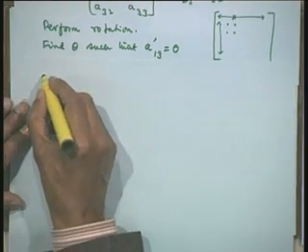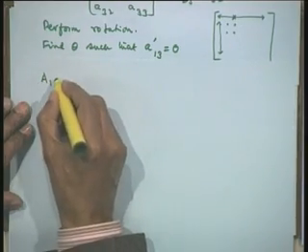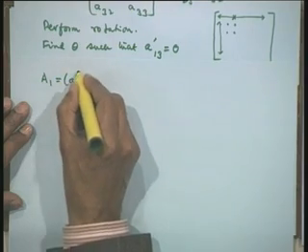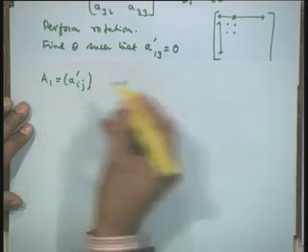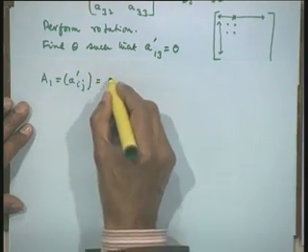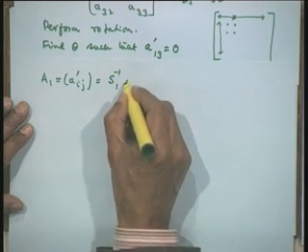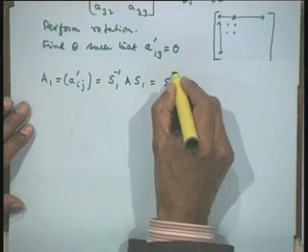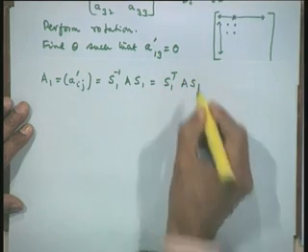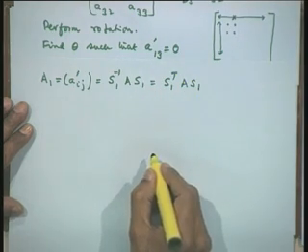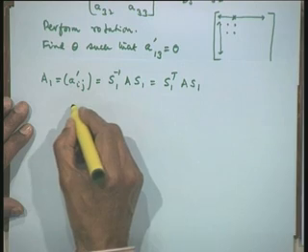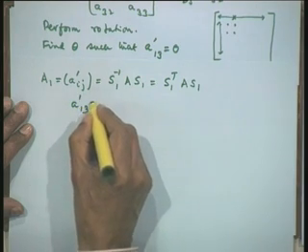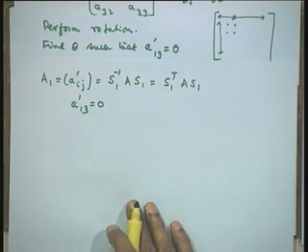So, the transformation would be, let us call this A prime ij, the new matrix, as S1 inverse A S1, it is orthogonal. So, S1 transpose A S1. And in this new matrix we are saying that we set A prime 1 3 equal to 0, that is what we are saying.